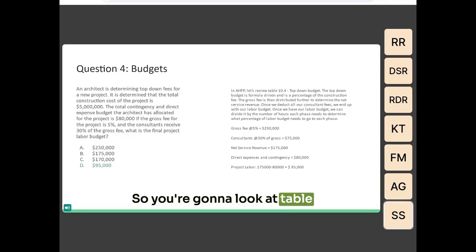All right. So you're going to look at table 10.4. Top-down budget formula is driven and is a percentage of the construction fee, which I gave you guys. The gross fee is then distributed further to determine the net service revenue. Once we deduct all of our consultant fees, we end up with our labor budget. Once we have our labor budget, we can divide it by the number of hours each phase needs to determine what percentage of labor budget needs to go to each phase.